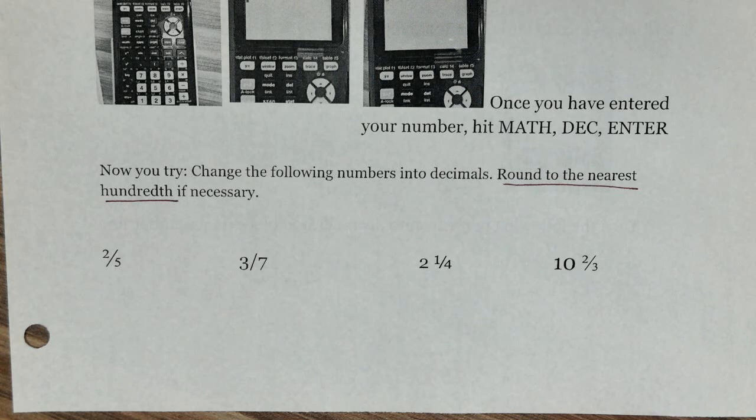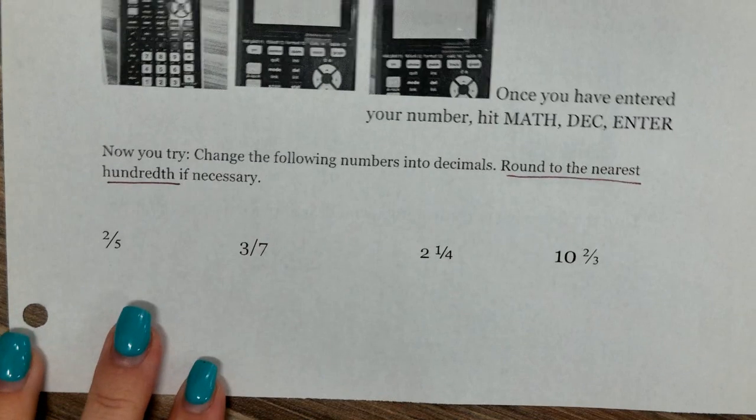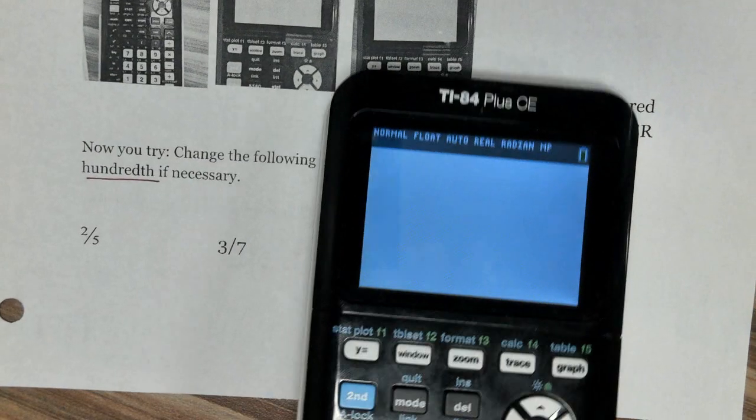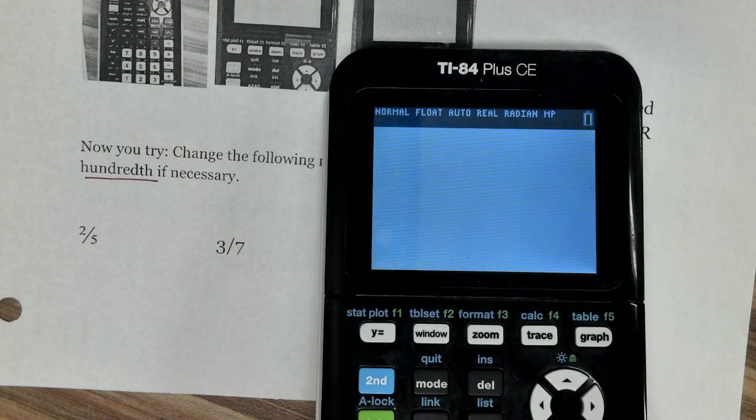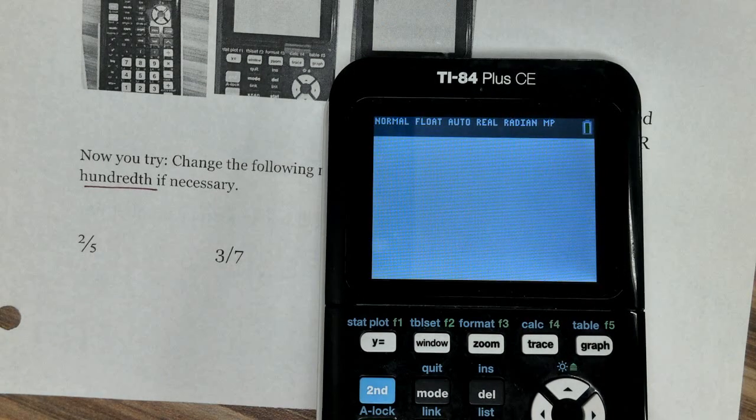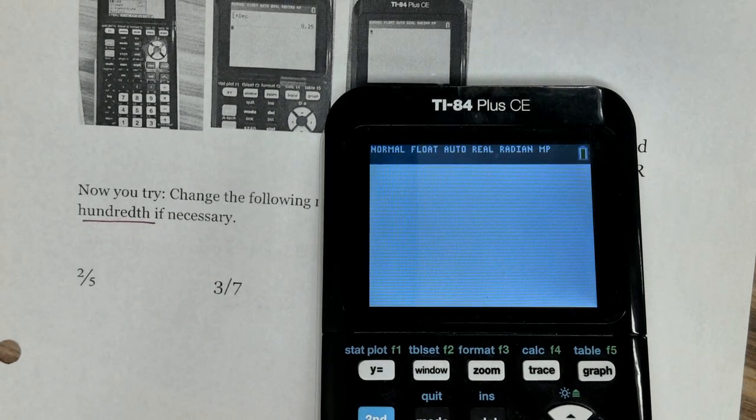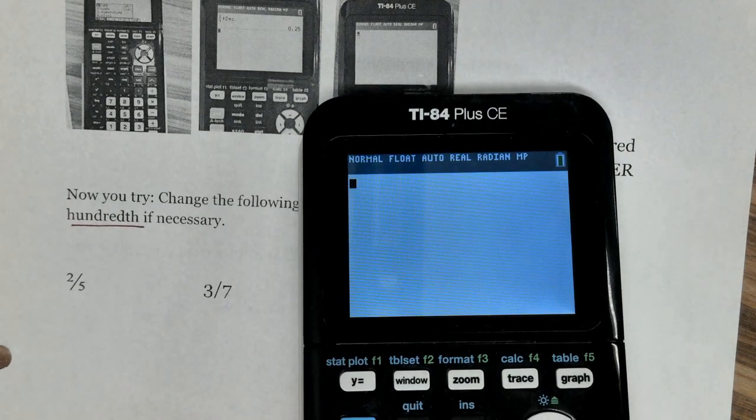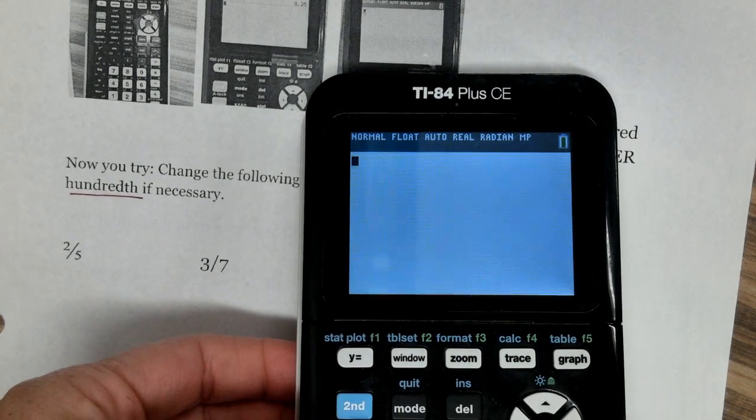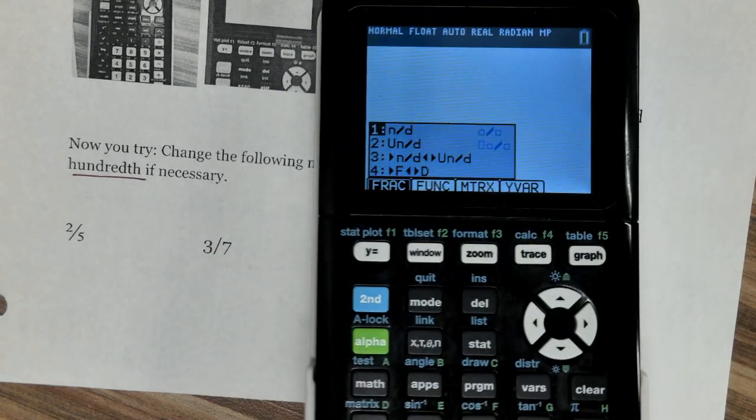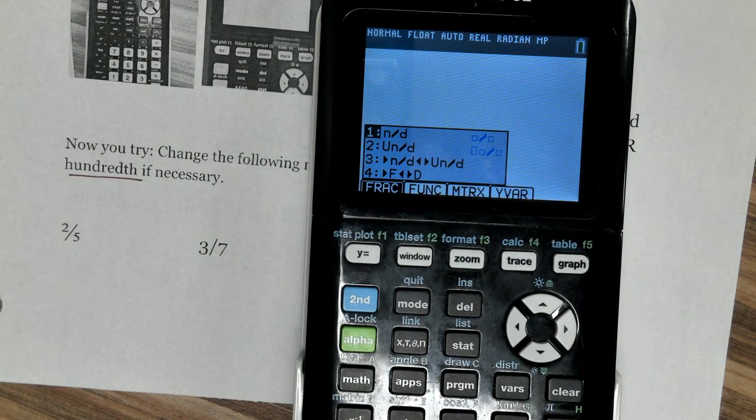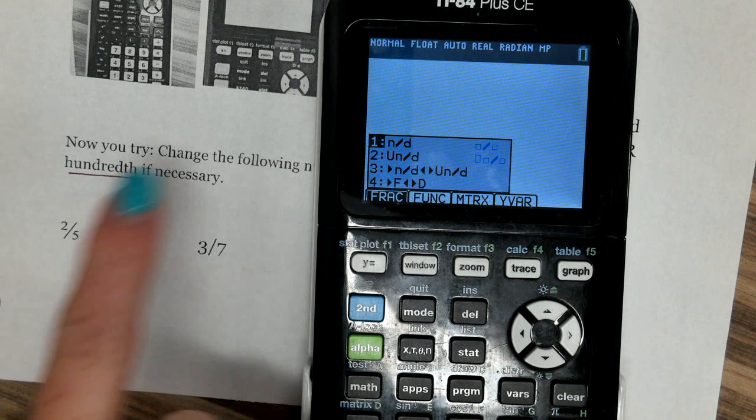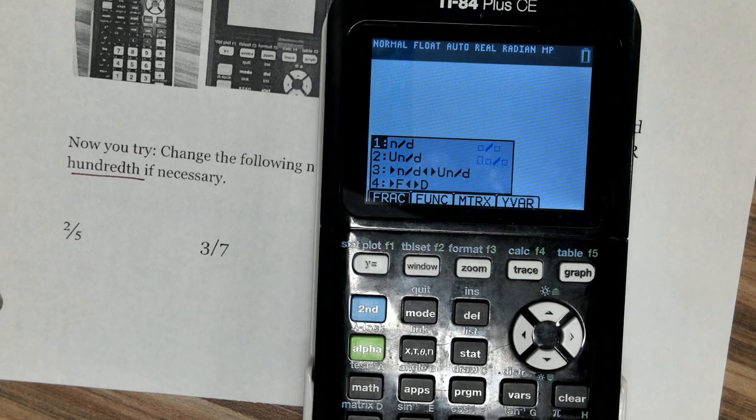I'll do one with you and then I'm going to have you do the next one on your own. Who remembers the buttons I'm going to push? I want to hear everybody tell me. Alpha y equals. Now what do I push? Which one do I want? Option 1 or 2? 1.